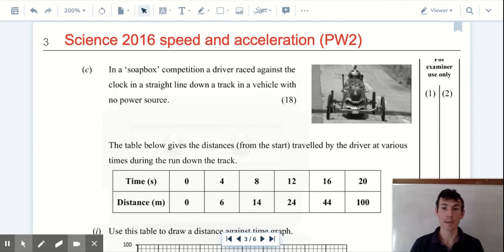This is a past exam paper from 2016 on speed and acceleration. Right, let's read the question and let's see what we have to do.